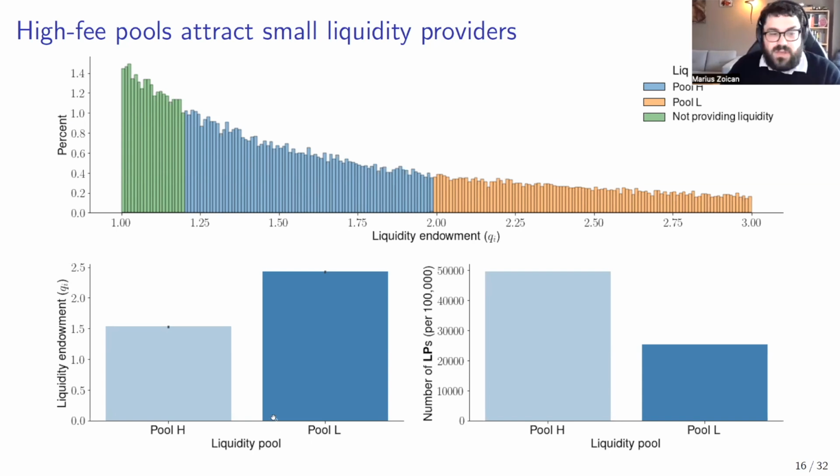So in the end, what we expect empirically is to see higher endowments, higher mean values, on the low fee pool than on the high fee pool, and potentially we expect to see more liquidity providers on the high fee pool, because that's where the mass of retail traders is going.